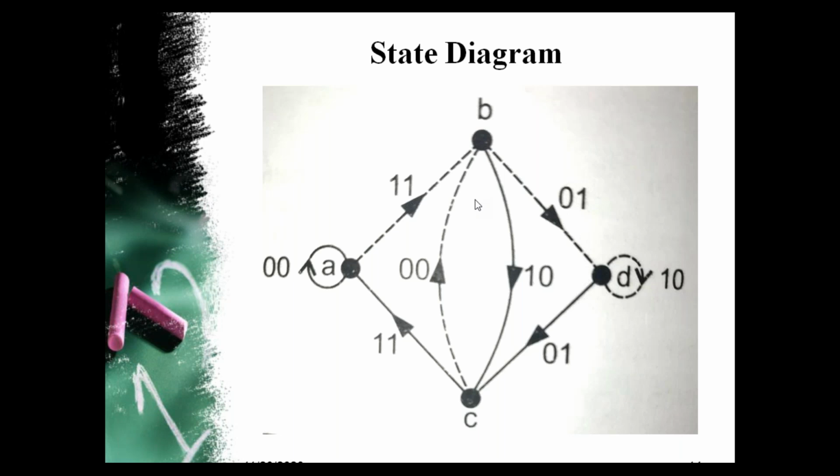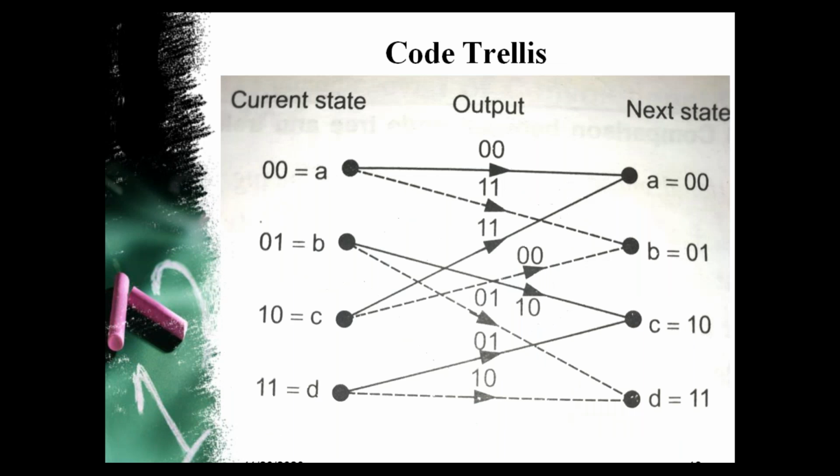And once we have drawn the state diagram of a convolutional encoder, we can easily find out the output sequence corresponding to the input sequence. Okay, that's about these three graphical representations of the convolutional encoder. You will have to study this well.